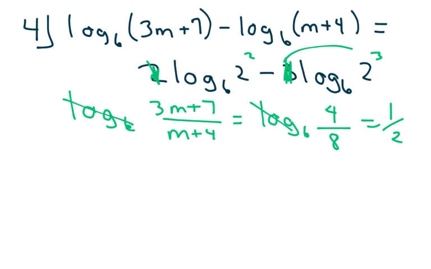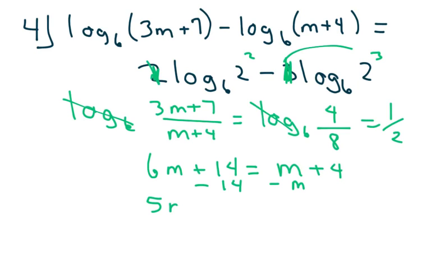It makes it easier. I'm going to cross multiply, and I get 6m plus 14 equals m plus 4. So I'm going to subtract the m, and I'm going to subtract the 14 here. So I'm going to get 5m equals, subtracting the 14 here, negative 10. So you get m equals negative 1/2.